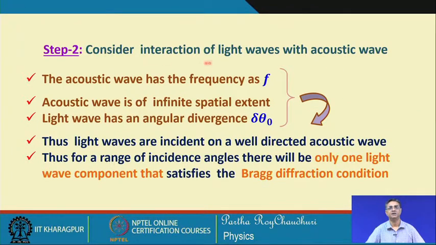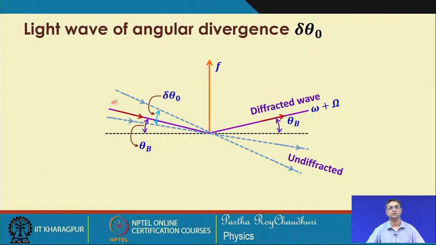Next step, we consider the interaction of the light waves with acoustic frequency, which is f again, but now the light wave has an angular divergence. The acoustic wave remains the same, it has only one frequency, one propagation direction, but the light wave has an angular divergence of delta theta. So, like this situation, you have an angular divergence of the light wave which is delta theta 0.